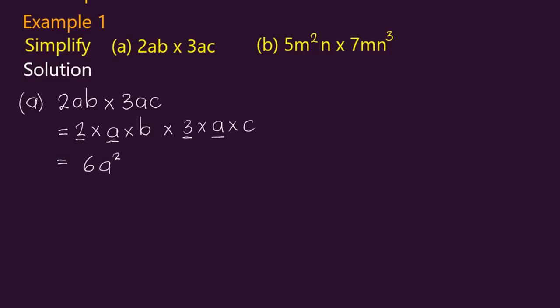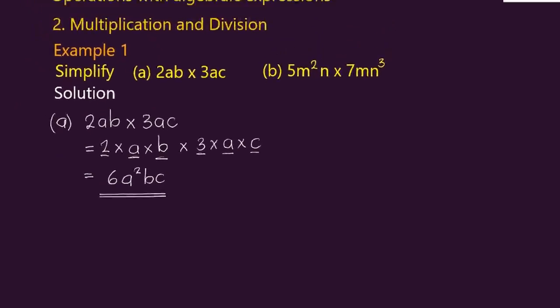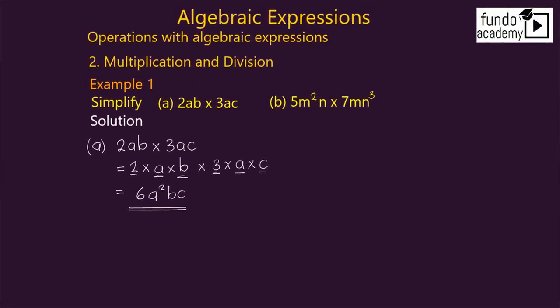And we also multiply b and c, so that we get bc. So our solution here will come out as 6a squared bc. So that is the solution to part A. Alright, so it's not a difficult thing. I know you won't have a challenge in solving this problem, part A.